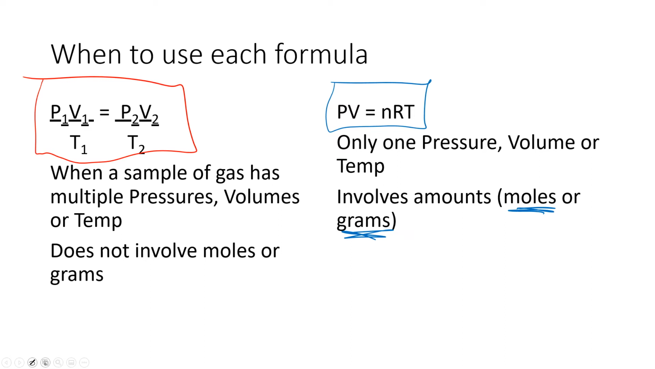Another indicator is that you're looking for multiple pressures or multiple volumes or multiple temperatures. This only has one place for a temperature, one place for a volume, and one place for a pressure. This has two places for every one of those. So this will be talking about multiples, and this one won't.